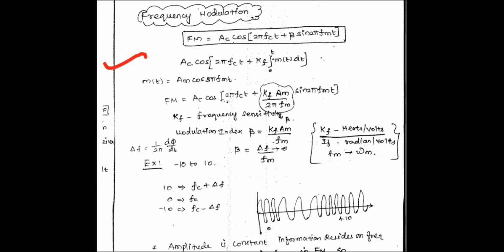Okay, and then finally we have seen VSB, vestigial sideband modulation, that is used in TV. Vestigial sideband modulation is used in TV system.